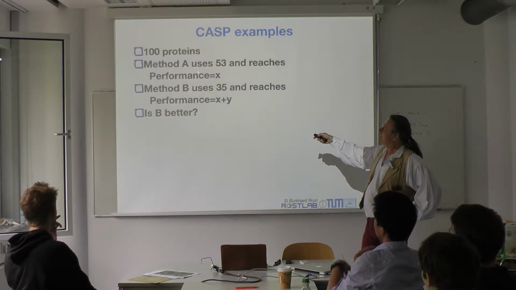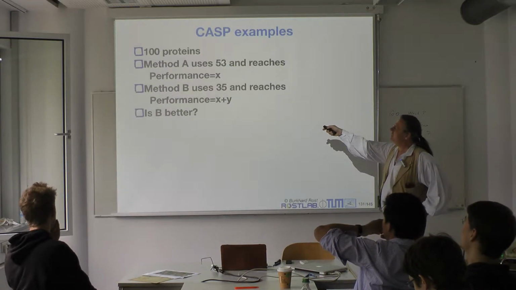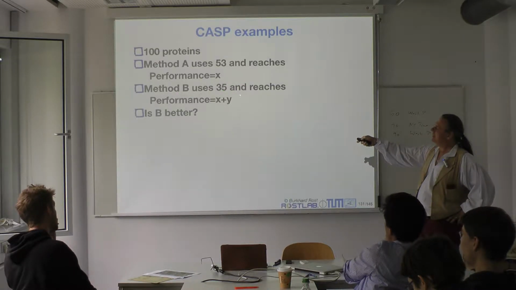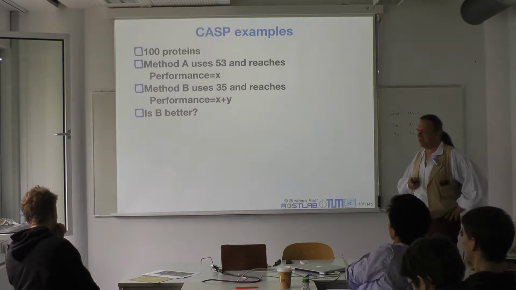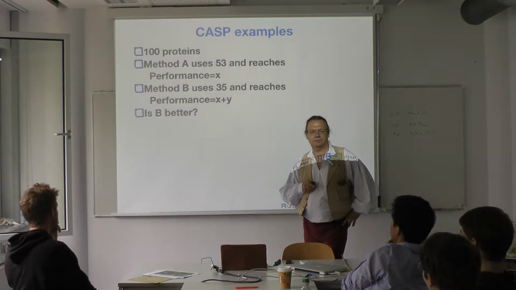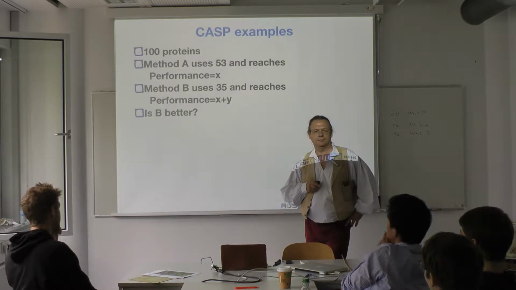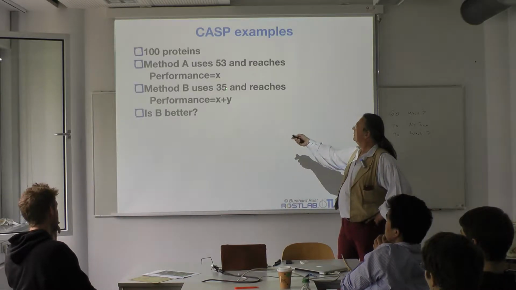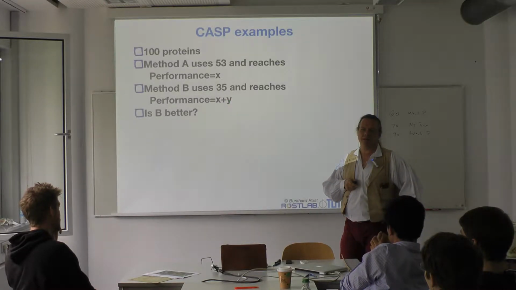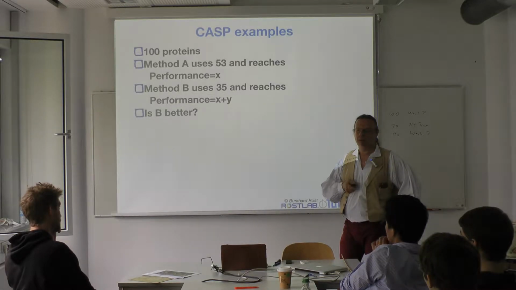So say method A uses 53 of the 100 proteins and reaches performance X. Method B uses 35 and reaches X plus Y. Is B better? Well, clearly, X plus Y, with Y being a positive number, is higher than X. There are a couple of things you have to worry about before answering that question. Can you just throw some at me of those?